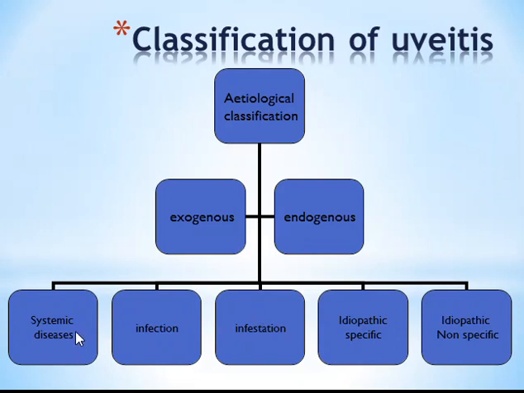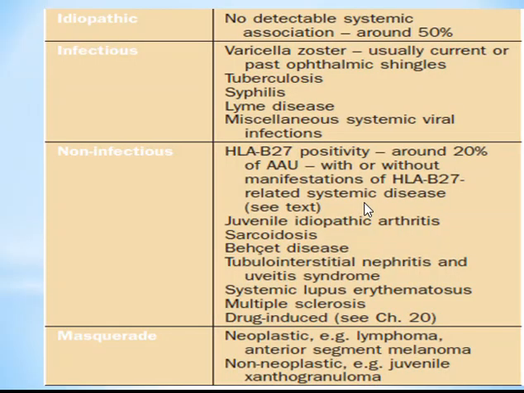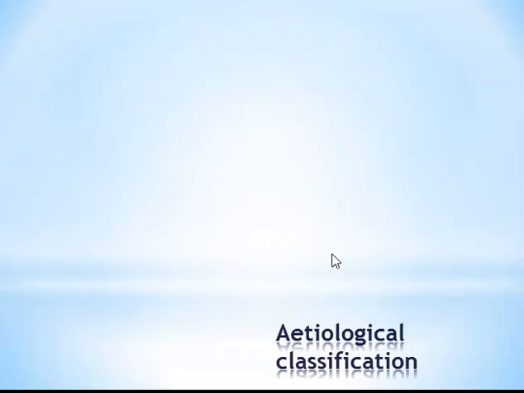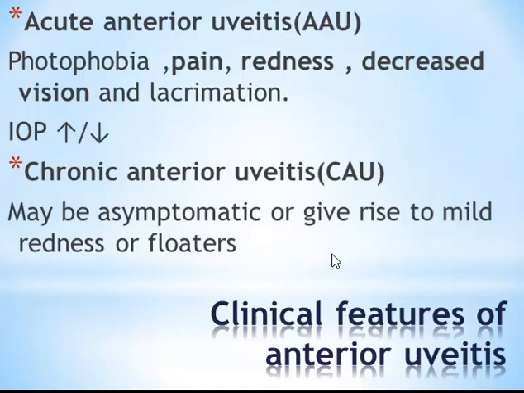Exogenous or endogenous factor, systemic infection, infestation, inflammatory, and idiopathic with a specific or non-specific cause. We will discuss later on. Also, this table discusses more of the causes. Idiopathic, about 50% is idiopathic. Infectious causes such as varicella, TB, syphilis, Lyme disease, and viral. HLA disorders, juvenile arthritis, sarcoidosis, Paget, tuberculosis, nephritis, and masquerade for another condition which is neoplasm. This is all called the etiological classification.